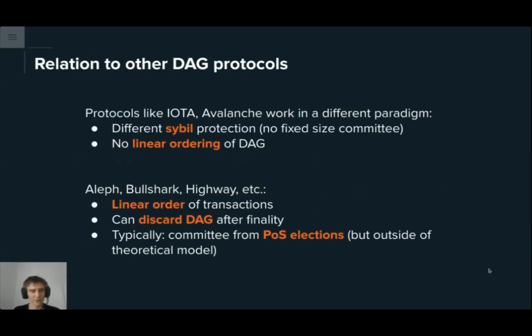Awesome. So why don't we talk about IOTA or Avalanche? Well, they are also DAG-based protocols, but they are based on a different paradigm. Whereas in the protocols that I mentioned, there is a fixed committee, the Sybil protection mechanism in IOTA is kind of different. And also the goal of these protocols is not to achieve linear ordering of the DAG. Because of these differences, it's not easy to compare them fairly. So I will just talk about the protocols that I mentioned before, like Aleph, Bullshark, Highway, and so on.